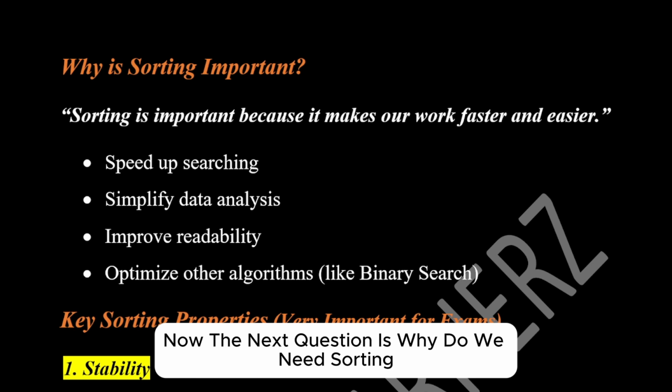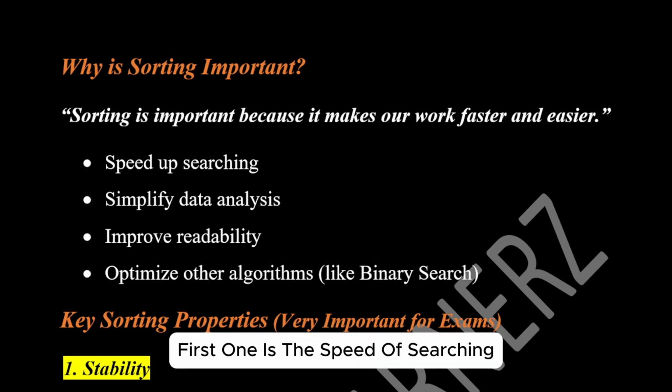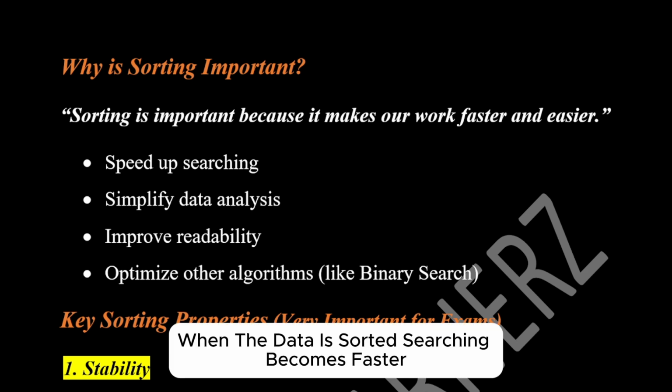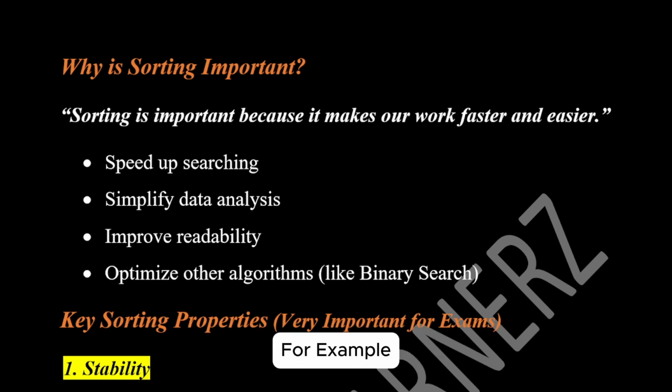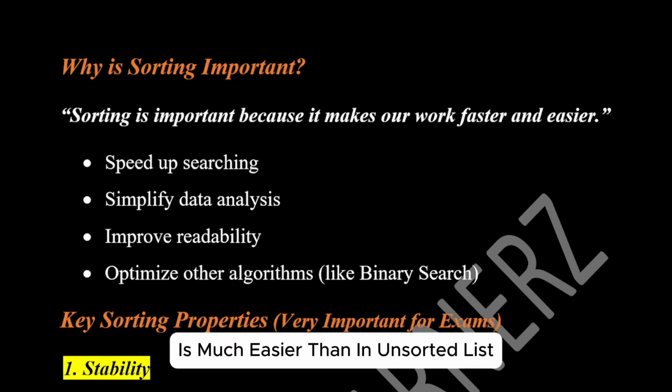Now the next question is, why do we need sorting? Sorting is important because it makes our work faster and easier. First one is to speed up searching. When the data is sorted, searching becomes faster. For example, finding a student's name in a sorted attendance list is much easier than in an unsorted list.